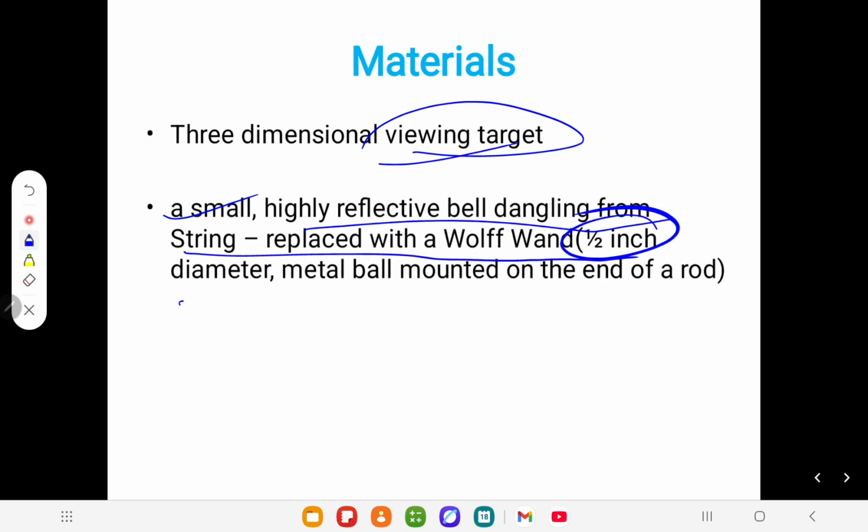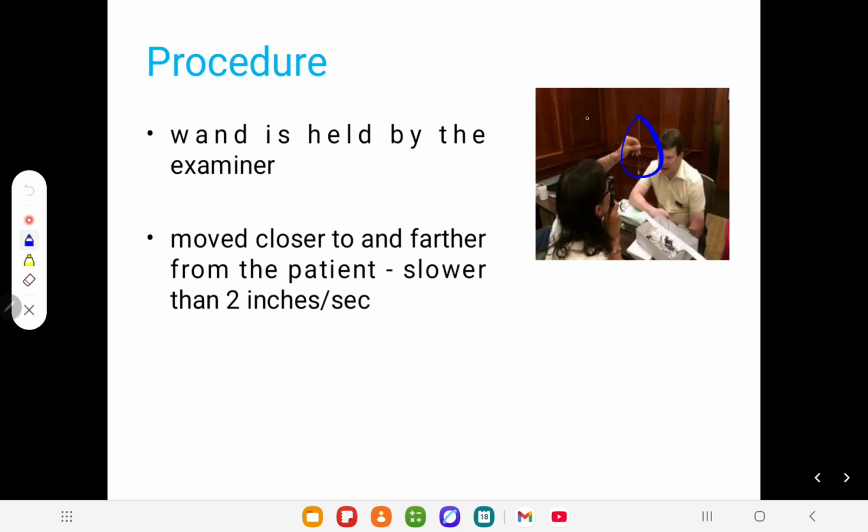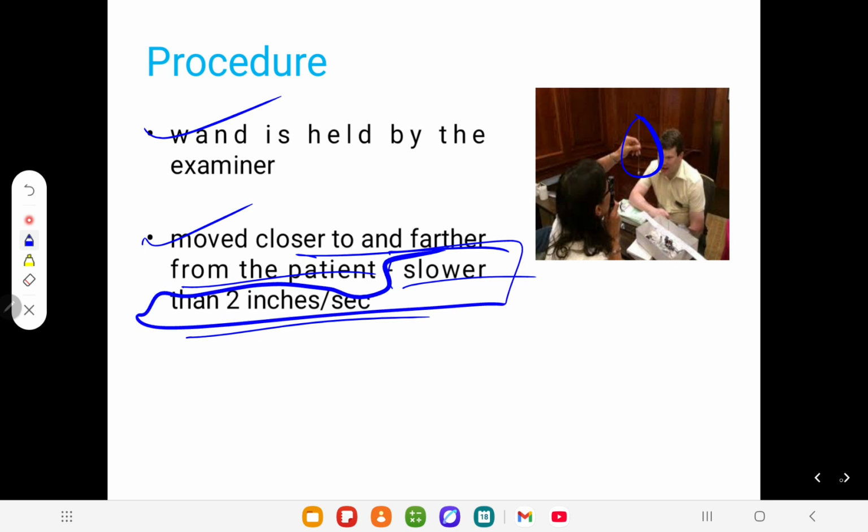It is placed on a Wolf wand, a 1.5 inch diameter metal ball mounted on the end of a rod. So basically like this bell. The wand is held by the examiner and moved closer to or farther away from the patient slower than 2 inches per second. That's the speed. That's the procedure.